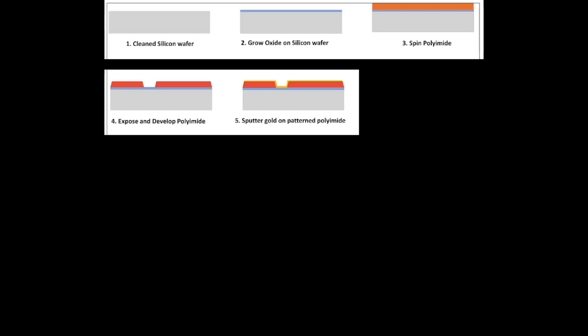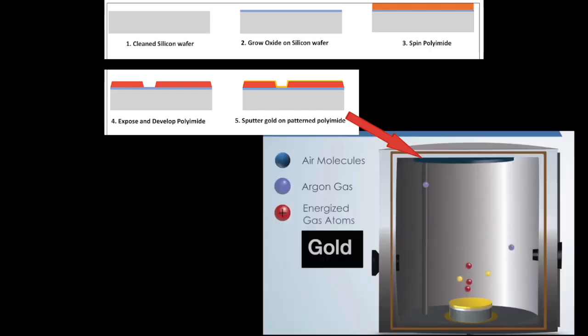But what exactly is sputtering? Sputtering is the process of bombarding a sheet of gold with ionized gases in a vacuum chamber to knock the gold molecules free so that they shoot onto the polyamide. The net result is a fine, thin layer of gold atoms deposited onto the polyamide layer.